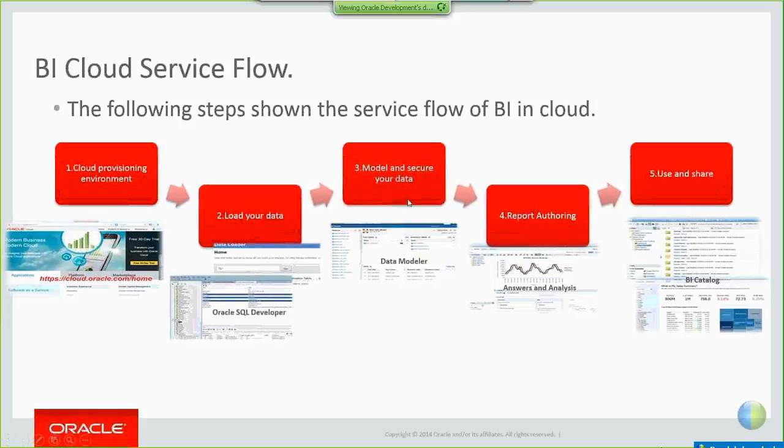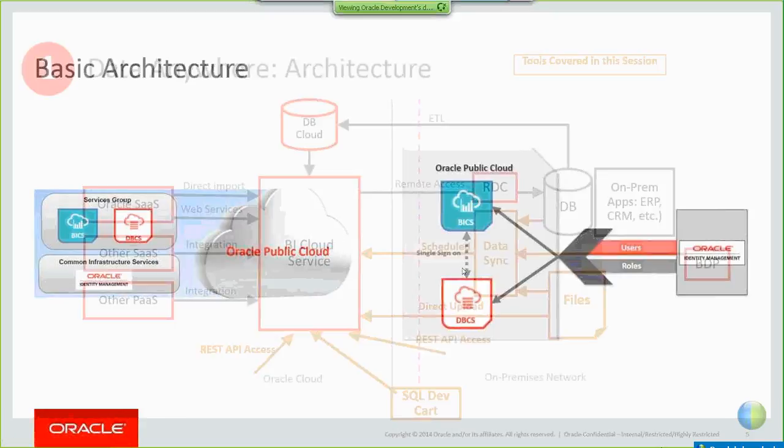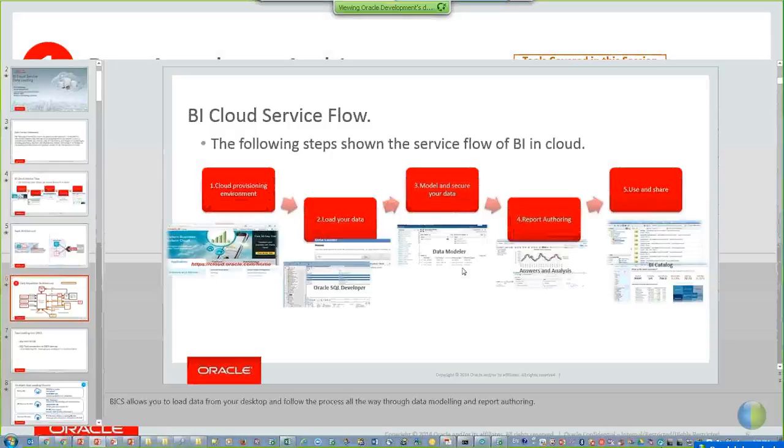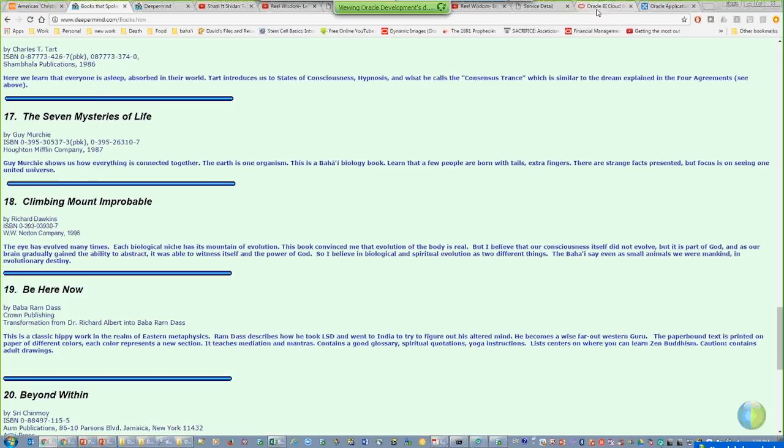Okay, so here we continue. And here's a very simple diagram showing that BICS requires a database as a schema, and single sign-on is available. So I'm going to jump to the demo, going back and forth between the demo and what we have.